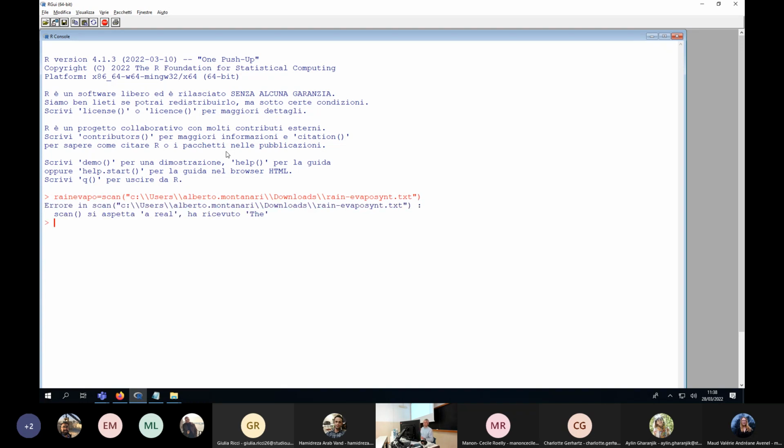This is my instructions, but I forgot skip equal 1. Good. This is what you should get from executing this instruction in RStudio after setting the working directory. You should get a confirmation that it reads 7,520 items.